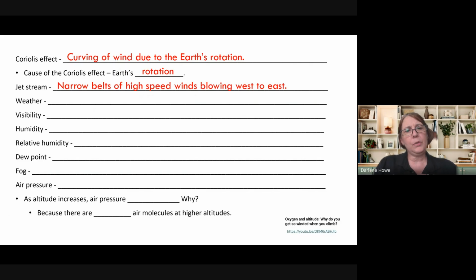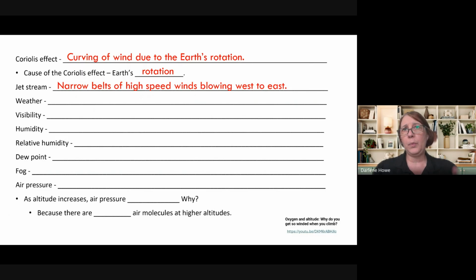Okay, so speaking of weather, what is weather? How do we describe weather? Is it what's happening all over the world? No, that's more climate. When we talk about weather patterns on a global scale, we're talking about climate. Now weather is very specific.